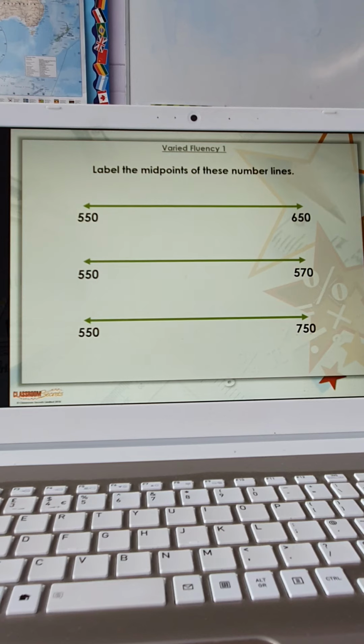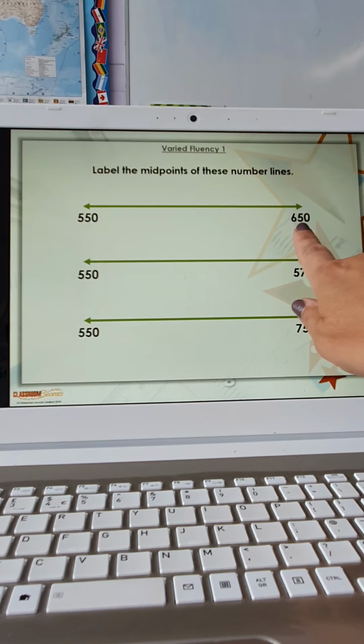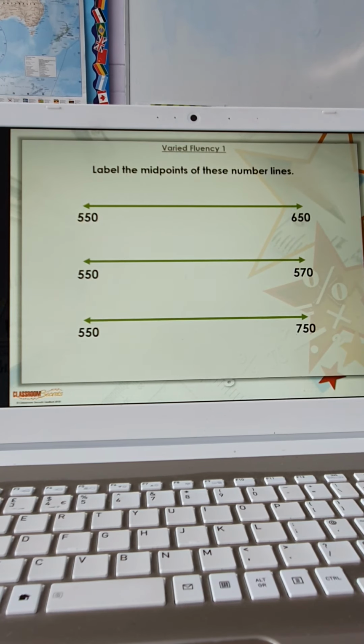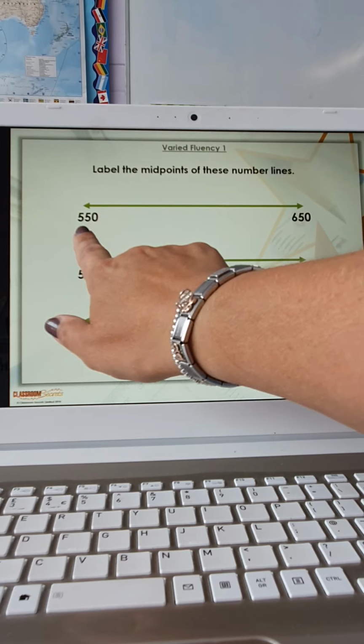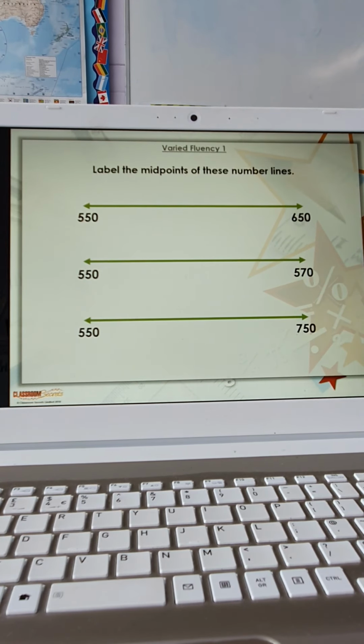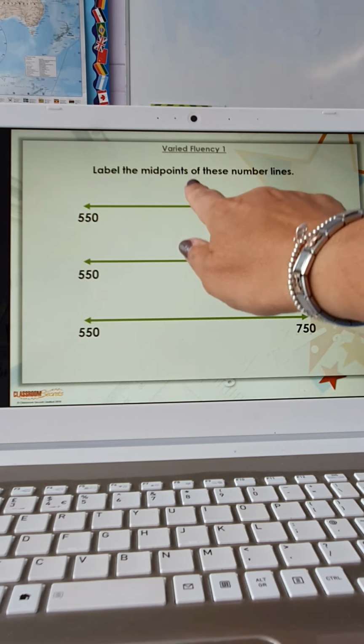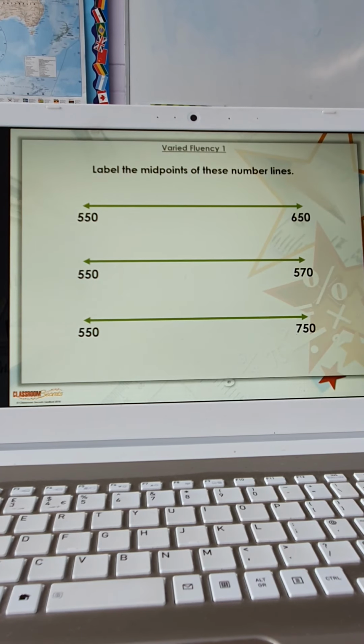Okay, so now we've got some more number lines. They all start with 550, but they all end with different numbers. So the first one goes from 550 to 650 and we've got to label the midpoint. So between 550 and 650 is 100. So half of 100 is 50. So the middle there would be 600.